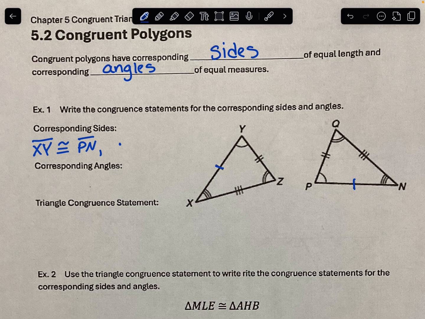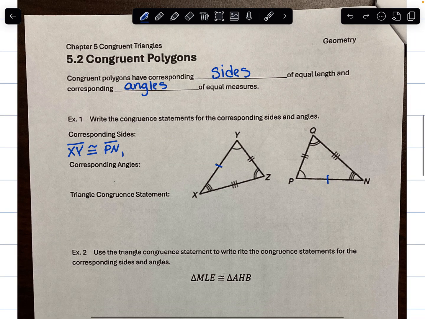Okay? All right. What besides XY and PN? YZ. And what did you say that was congruent to? QP. Now, on these, does it matter if you switch the order that you write? Like, could you put PQ? Yes, same thing. Okay? Somebody else give me the last two sides. XZ and QN. Good.